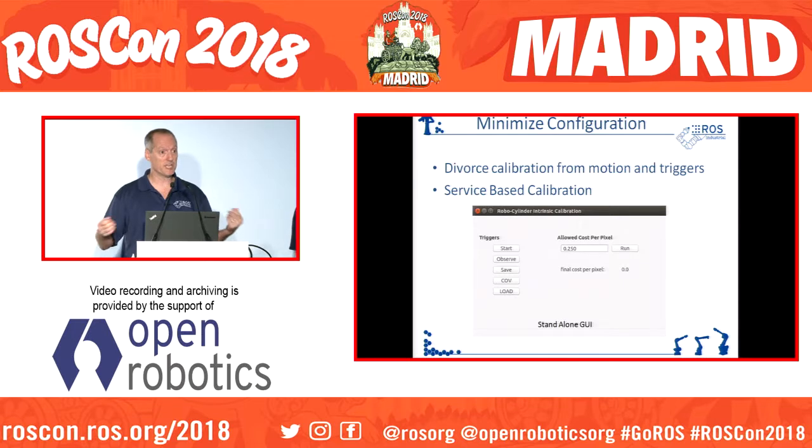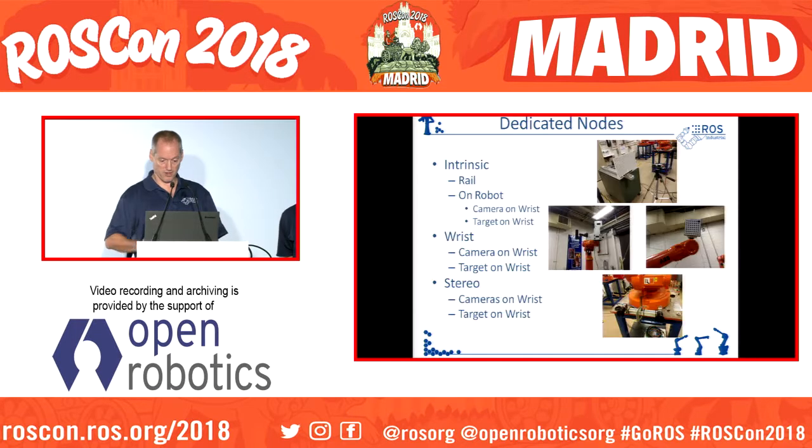Every time we want to take a picture, you just call the service to say, hey, take a new set of pictures, and it'll collect those observations. Once I give you enough observations, then you can tell it to run. It will run. It'll tell you how well it worked, and then you can either save those results or not. And anyway, let me move on.